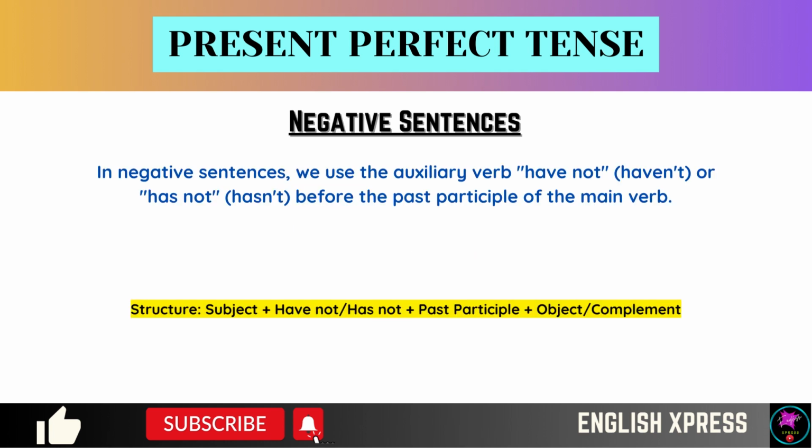In negative sentences, we use the auxiliary verb have not or has not before the past participle of the main verb.